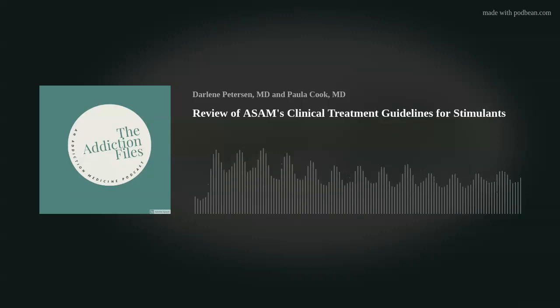So another interesting recommendation from the guideline is to counsel parents and guardians to not conduct home drug tests to assess stimulant use without the oversight of a trained clinician. And this is actually a strong recommendation.